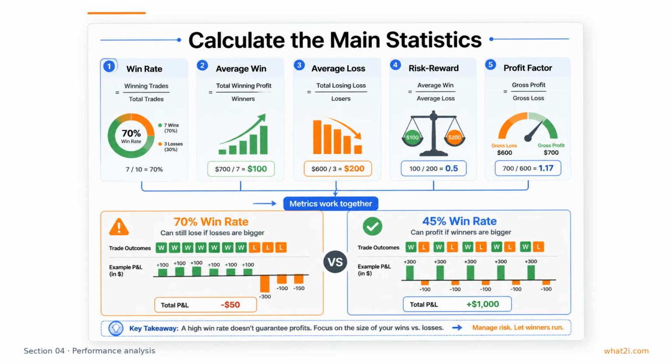These numbers often reveal why surface impressions can be misleading. A trader with a high win rate can still lose money if losses are too large, while another trader can profit with fewer wins because the winners are much bigger.